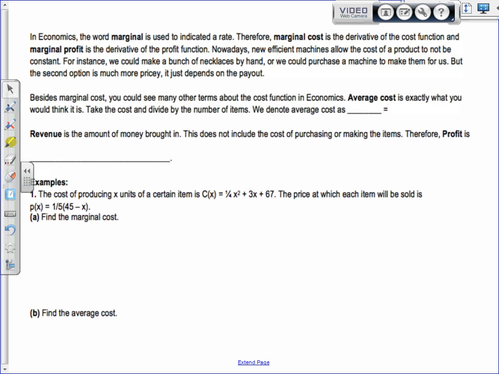So average cost is exactly what you think it is. Average cost is going to be the total cost divided by the number of items you produce, the number of necklaces or whatever. So average cost you'll see as C of X with a bar over it. So it looks like this, C of X bar. And what that means is your cost divided by X. I don't know why they just don't write cost divided by X. So you'll read that as C bar or average cost of the function.